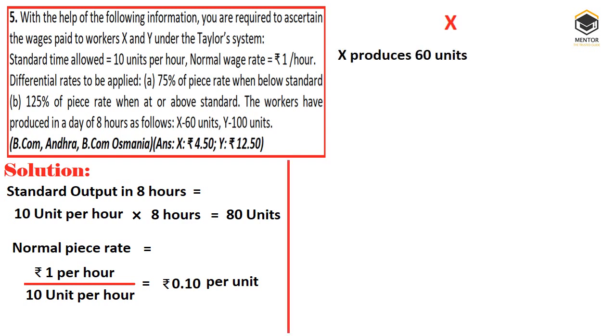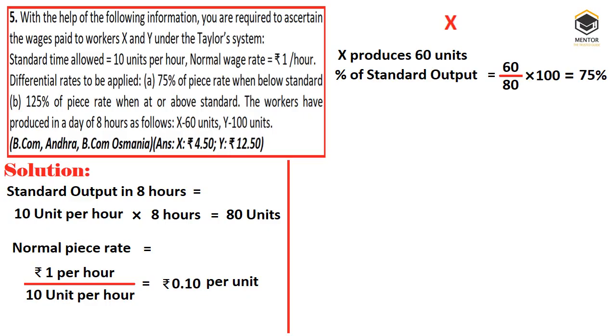X produces 60 units. So we need to check the percentage of standard output, that is, how much of the standard output has been achieved, to apply the differential piece rate. For that, we apply the formula: 60 units divided by 80 units, that is, 60 is produced, 80 is standard, into 100. Then we get 75% of the target achieved by X.